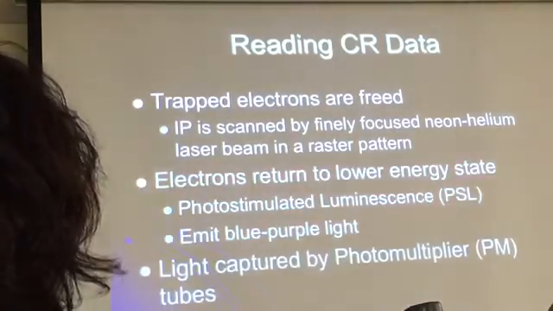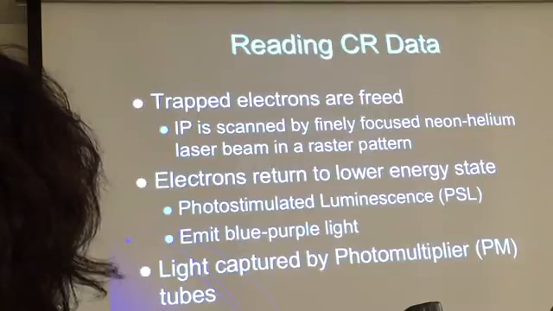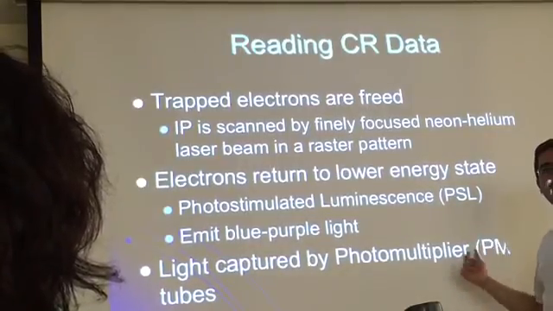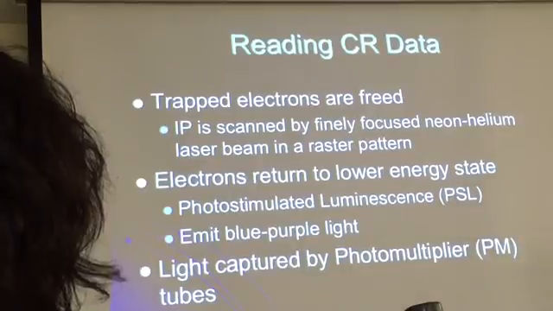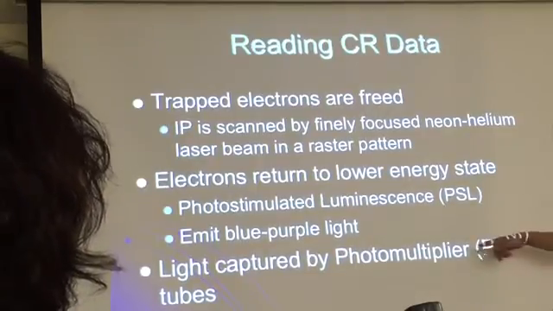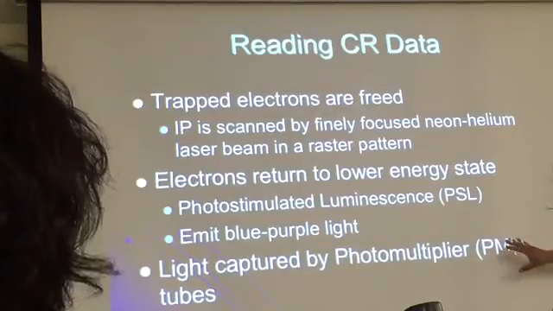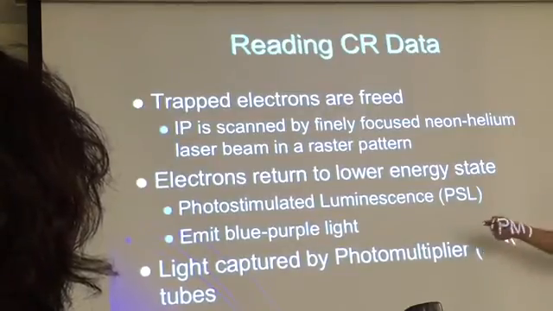So the light is captured by a PM, or photomultiplier tube. The photomultiplier tube captures that light and turns it, as we're going to see in just a second, into an electrical signal.